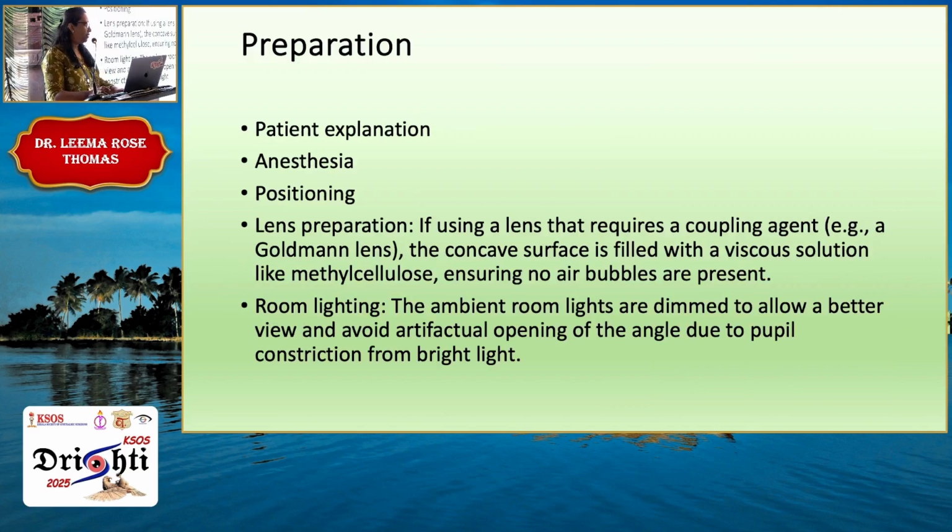So, preparation, how do you prepare? You have to explain to the patient what the procedure is. Topical anesthesia is used. The patient is positioned properly on the slit lamp with the chin in the right place and the head touching the headband. Then the lens is prepared. For example, if you're using a Goldmann lens, the important part is the filling of the coupling agent, because you should fill it properly, without any air bubble. So that is very important.